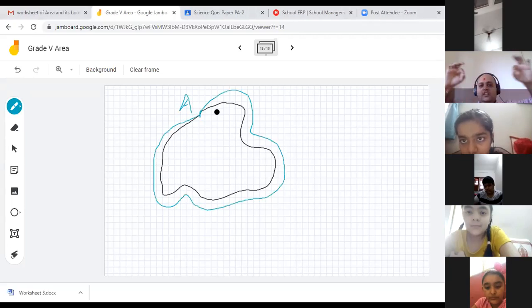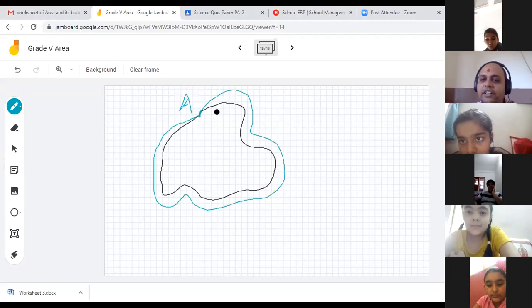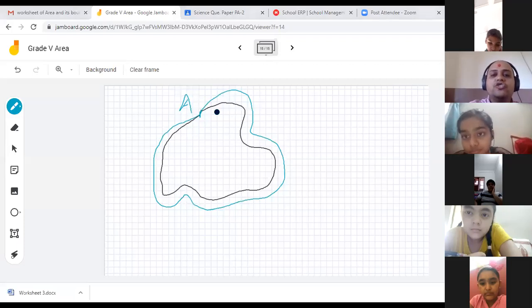Then I will straighten the thread, put it on the scale and find out that this length of thread is so many centimeters. So that is your perimeter of this irregular shape.